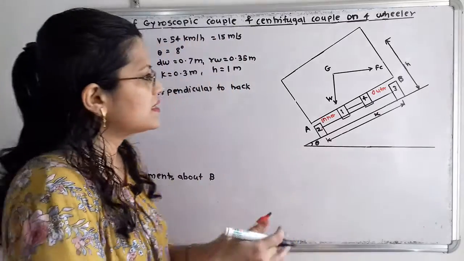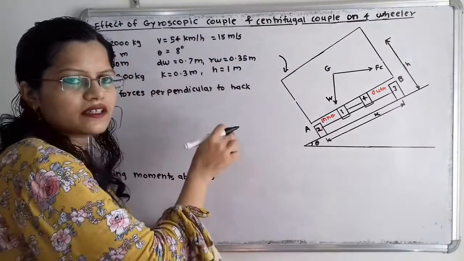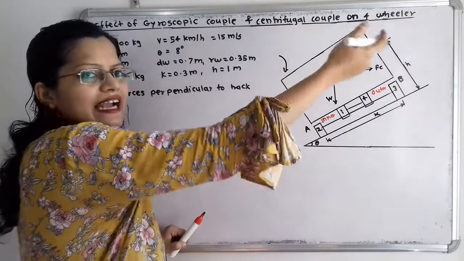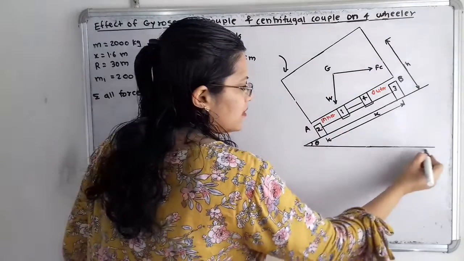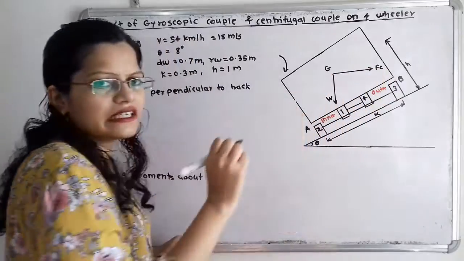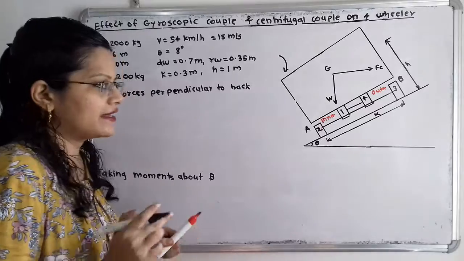Now we will consider the vehicle is turning in this direction, that is, the turn is taking place. So the centrifugal force will act in the radially outward direction. So we have to show a line parallel to this horizontal line, and along that line there is the centrifugal force that is acting. So here this is the diagram.